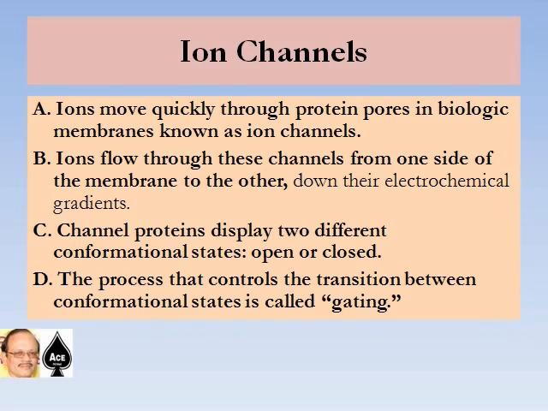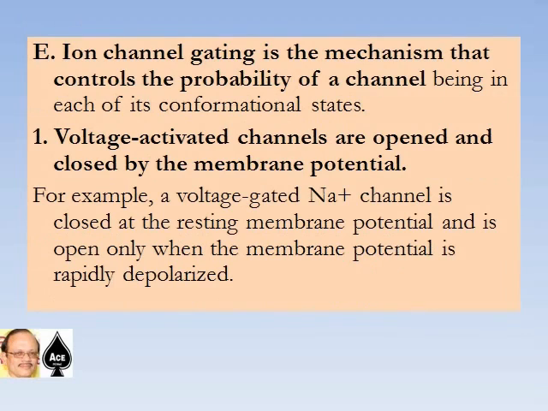Ion channels. Ions move quickly through protein pores in biologic membranes known as ion channels. Ions flow through these channels from one side of the membrane to the other down their electrochemical gradient. Channel proteins display 2 different conformational states, open or closed. The process that controls the transition between conformational states is called ion channel gating. It is the mechanism that controls the probability of a channel being in each of its conformational states.